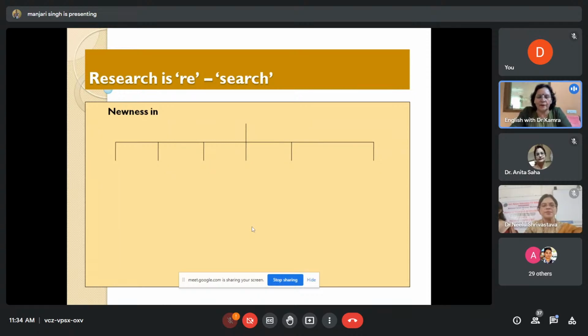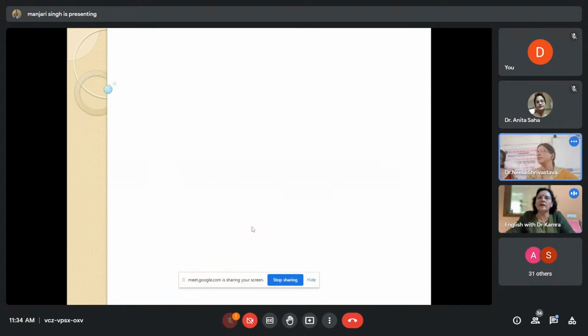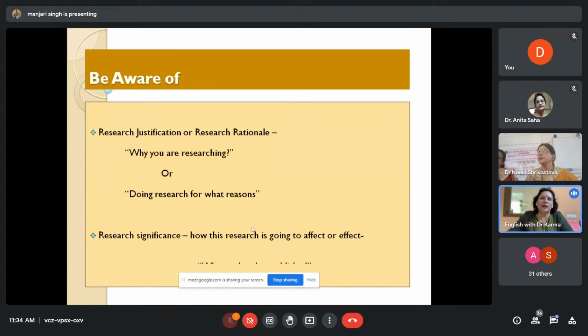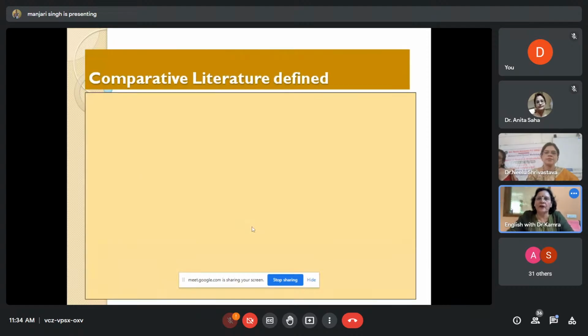So you find that comparative literature has been defined by various scholars, bringing out various features which give a comprehensive idea of what it embodies and what it entails. For example, Nilu, I want the third slide. Okay, ma'am. Yes, this is the first one. This I've already elaborated. I completed this one right now. And yes, this is what I want.